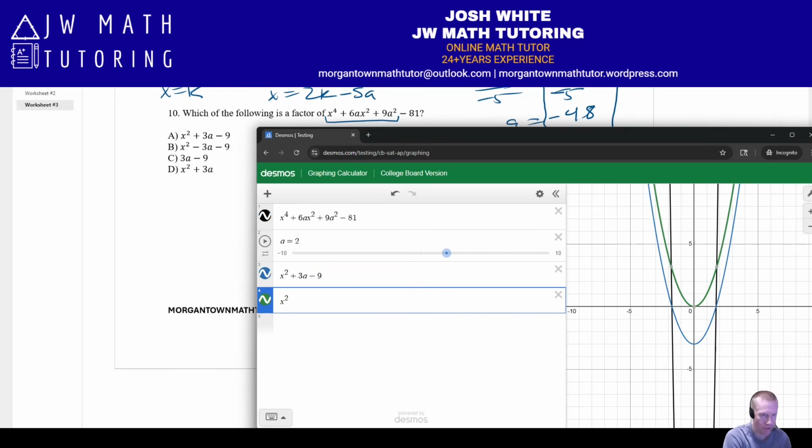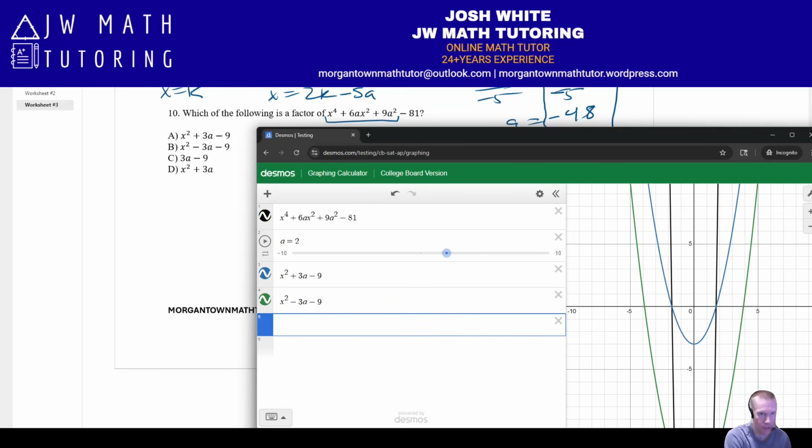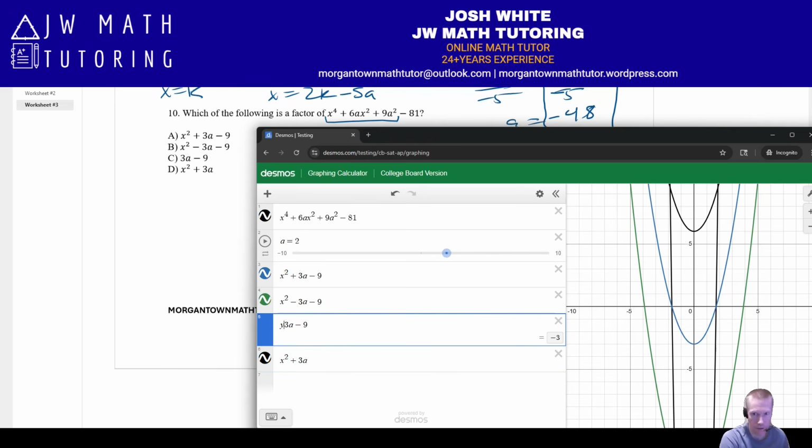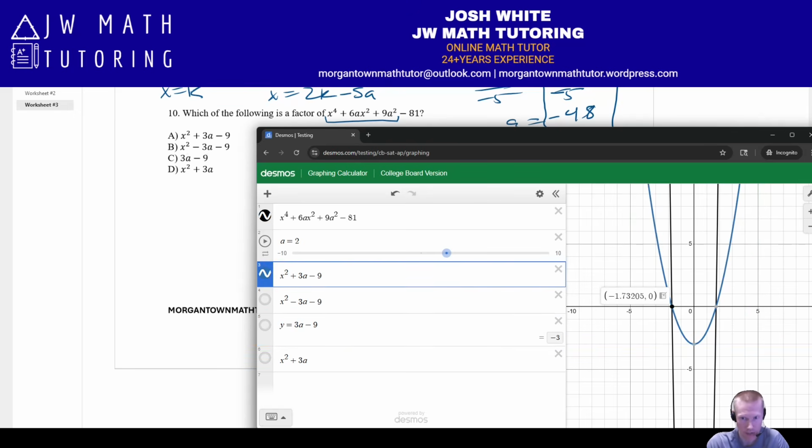and the one that is a factor, the one expression that factors, is basically going to, let me just set this to y equals. The one that's a factor is the only one that is going to intersect the x-axis at the same points, or have the same x-intercepts, the same zeros, the same roots. So notice this one does not, this one does not, this one does not.